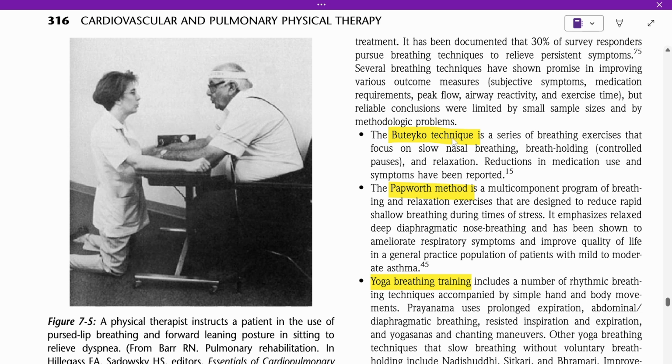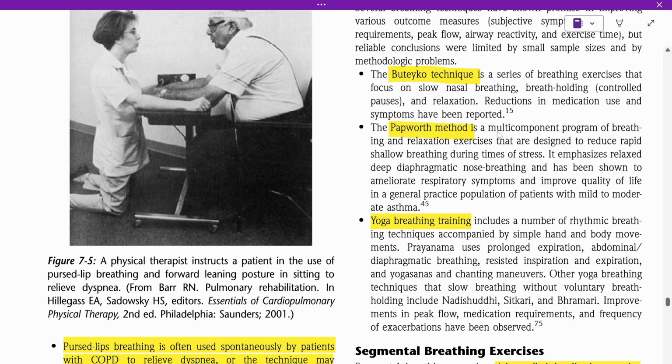The Buteyko technique is a series of breathing exercises that focuses on slow nasal breathing, breath holding, controlled pause, and relaxation. Reduction in medication use and symptoms have been reported. The PEPPER method is a multi-component program of breathing and relaxation exercises that are designed to reduce rapid shallow breathing during times of stress. It emphasizes relaxed deep breathing, diaphragmatic nose breathing, and has been shown to ameliorate respiratory symptoms and improve quality of life.